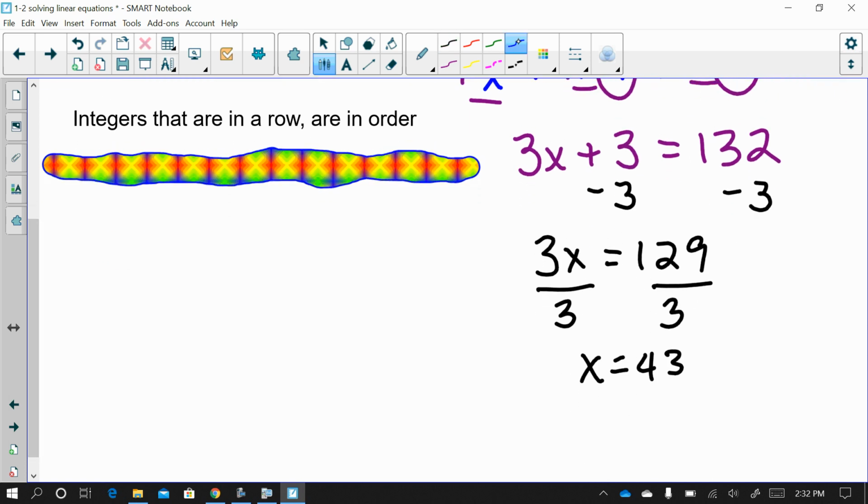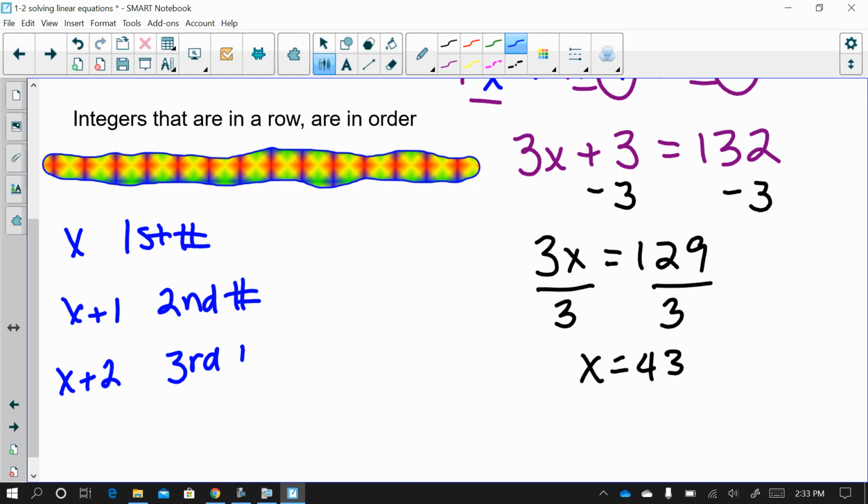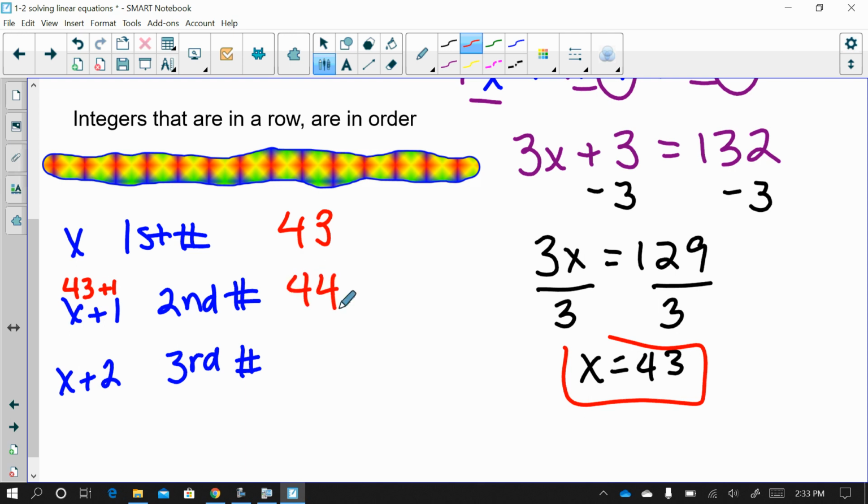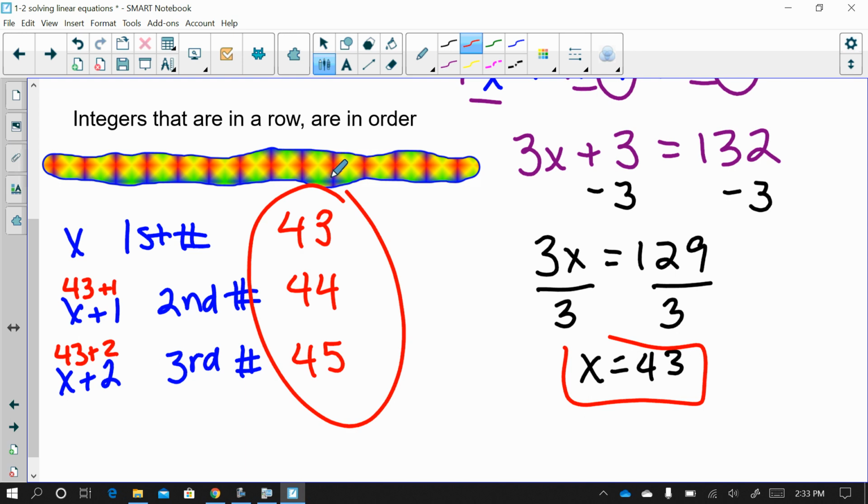So let's think about what we had. We had x was my first number. x plus 1 was the second number. And x plus 2 was my third number. Well, we know what x is. x is 43. So my first number is 43. My second number is going to be 43 plus 1, which is 44. And then x plus 2, again 43 plus 2 this time, is 45. So my 3 consecutive integers are 43, 44, and 45.